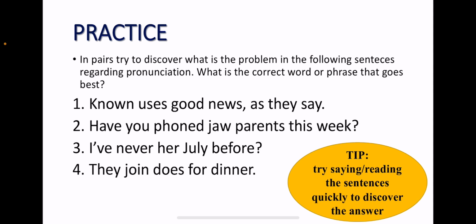Okay, number 4 says, they joined us for dinner. They joined us for dinner. Try to pause the video. Check the sentences. Try to say the sentences so you can discover what the correct word goes in each sentence and what is the incorrect part of the sentence. You can pause the video and try to do it. And then you can click again and discover what the correct answers are.